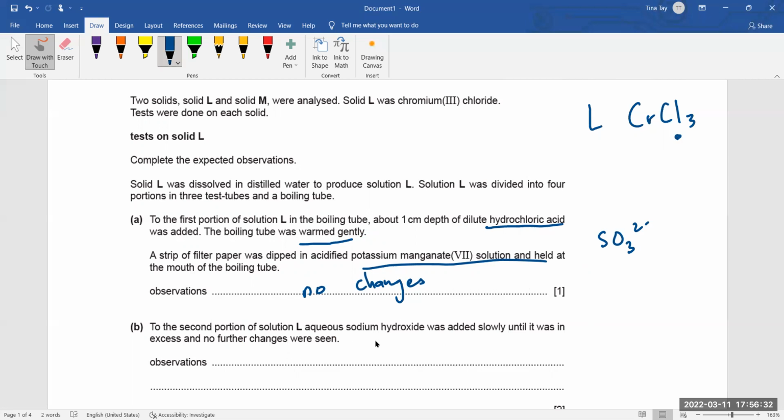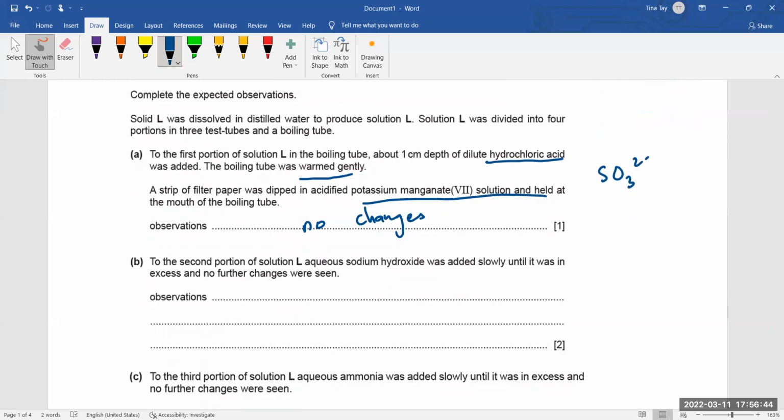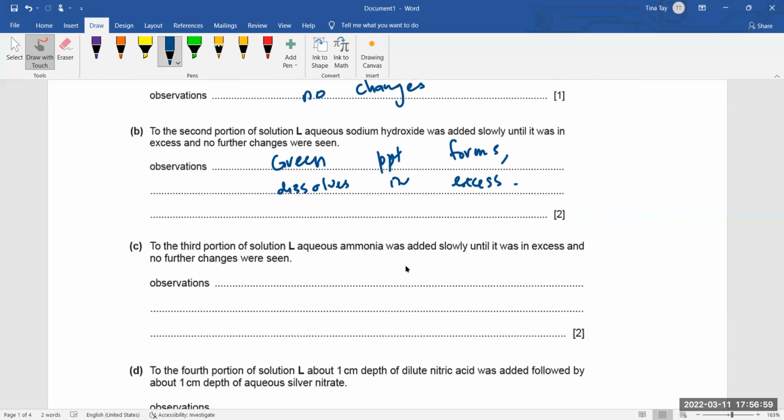To the second portion, sodium hydroxide was added until no further changes. So chromium, sodium hydroxide gives a green precipitate and then dissolves in excess. To the third portion, ammonia. So you see a gray-green precipitate.